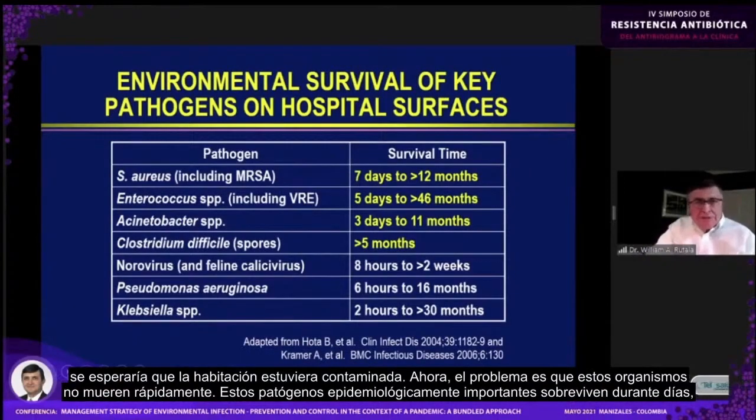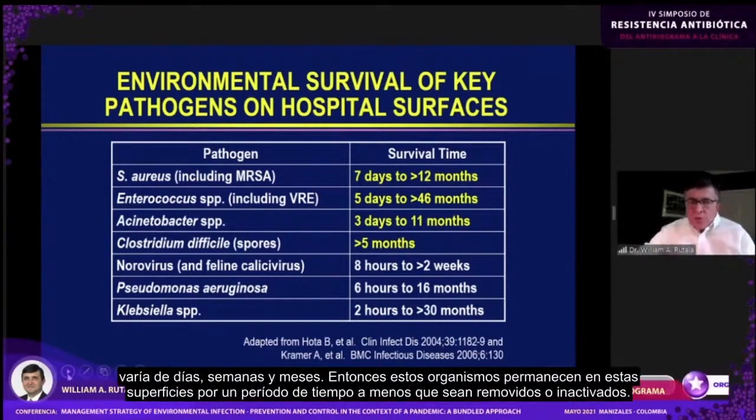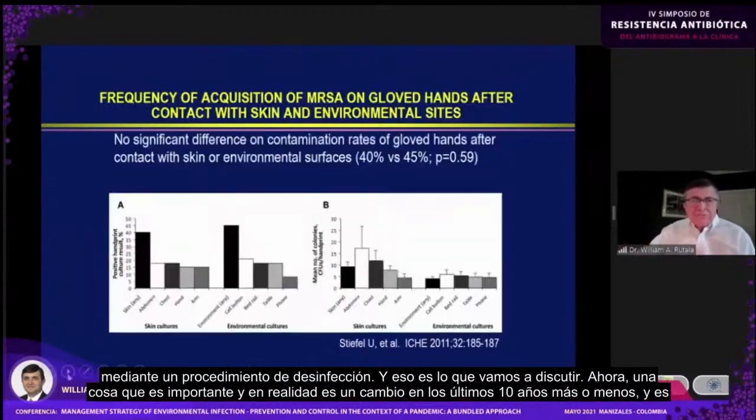Now, the problem is that these organisms don't die quickly. These epidemiologically important pathogens survive for days, weeks, and sometimes months. You can see the survival rate for Staph aureus, for Enterococcus, Acinetobacter, and Clostridium difficile. And you can see that it varies from days, weeks, and months. So these organisms remain on these surfaces for a period of time unless they are removed or inactivated by a disinfection procedure, and that's what we're going to discuss.